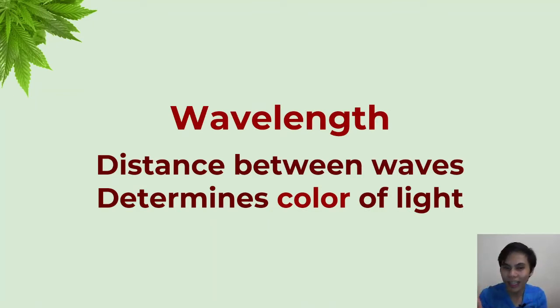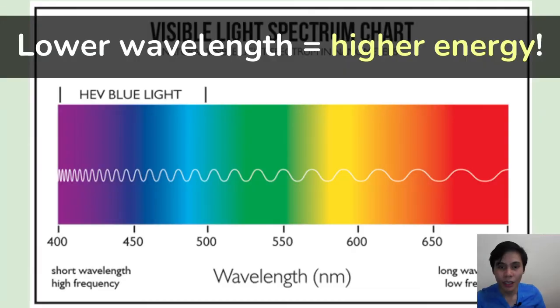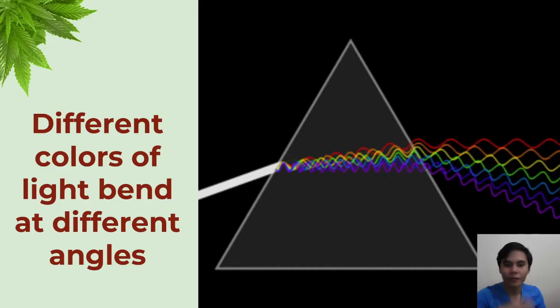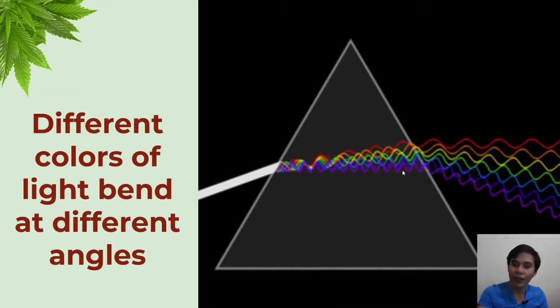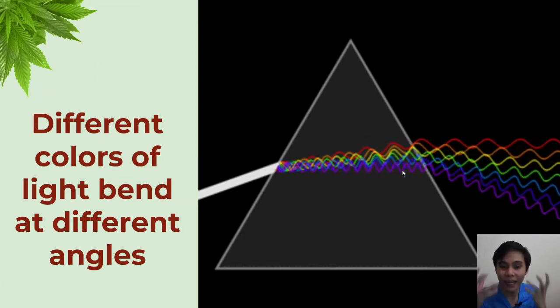And when we talk about light, different wavelengths of light, or different distances between the waves, determine the color of light, and that's related to your pigments. So lower wavelength usually means higher energy. That's why the lowest wavelengths, which is near violet, are the highest energy. That's why ultraviolet light itself is very high energy to the point where it can become damaging to certain parts of your cells. Whereas red light is very low energy because of its very long wavelength. So different colors of light bend at different angles, and you can see here that the red light bends the least.